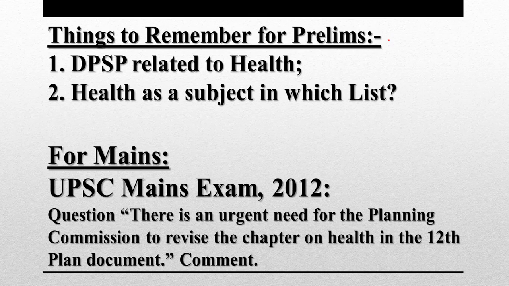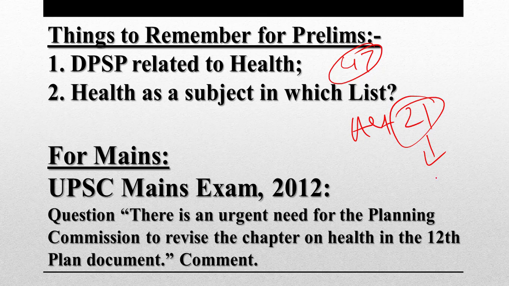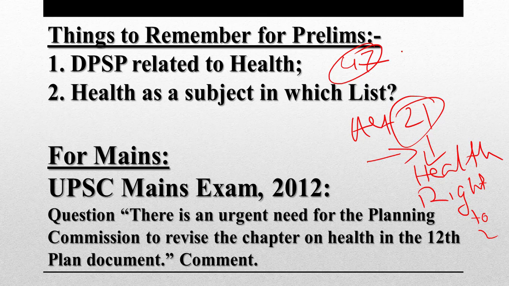Another thing for you, I have created another slide that deals with things to remember for prelims, that is, DPSP related to health that we had talked about. That is the 47th directive principle, Article 47, and you need to look for other DPSPs and Article 41. Article 21 of the Constitution, under which the right to health could also be read, because it is part of the broader article, the fundamental right, that is, the right to life. So you can read it this way. You have to analyze the things this way. Read other articles under DPSPs which deal with it. Health as a subject is mentioned in the State List. Please remember this while answering the MCQs.